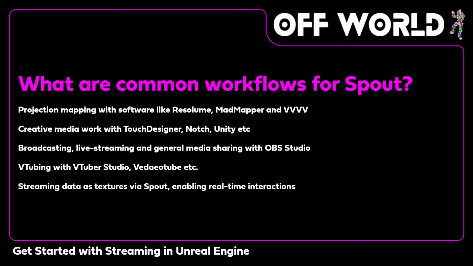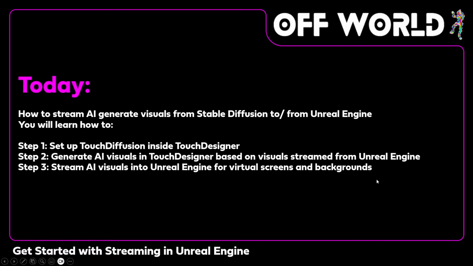And finally, last week we covered how to stream data as textures via Spout to instantiate particle systems with just pixels, and I think that's so amazing. So today we're going through something more streamlined. We're going to follow one single workflow to learn to stream AI generative visuals from Stable Diffusion to and from Unreal Engine. And so you will learn 3 steps.